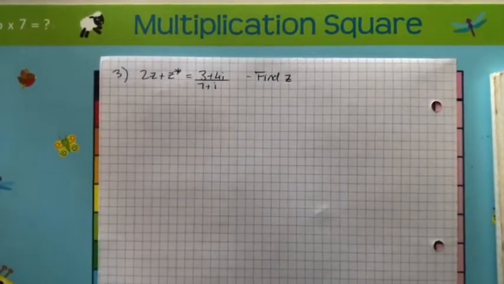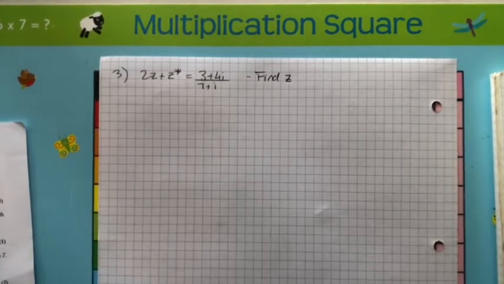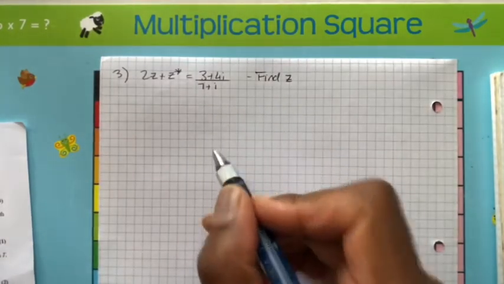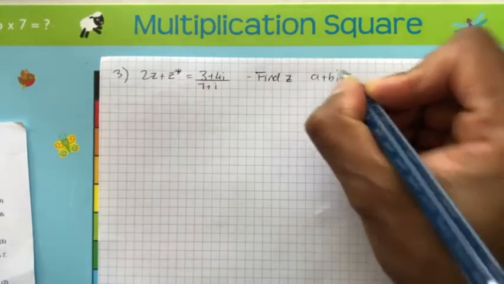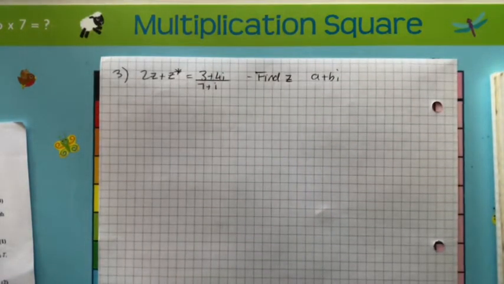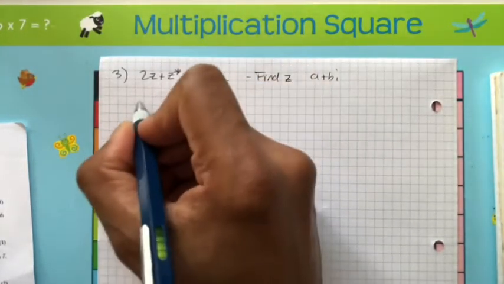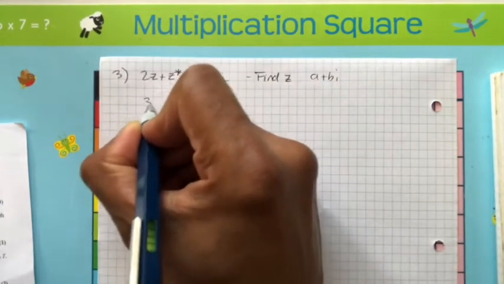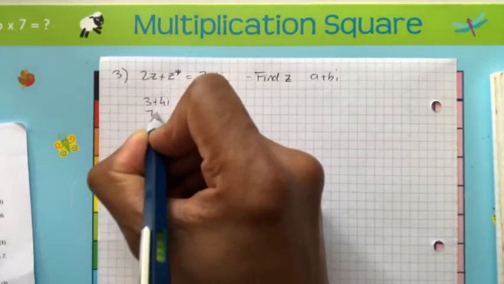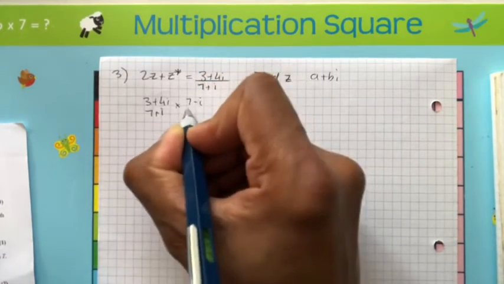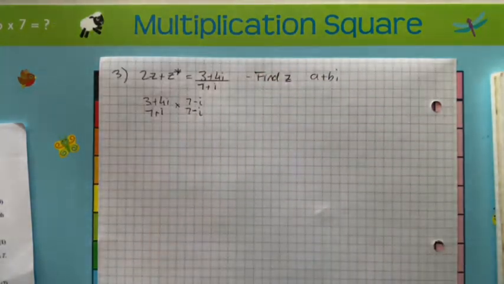Question 3. It says that 2z plus z star is equal to that, and what we need to do is find z, in the form of a plus bi, where a and b are real constants. So one of the first things to do is to rationalise the denominator of the right hand side. So 3 plus 4i over 7 plus i. So we multiply by the opposite sign there, so 7 minus i, 7 minus i.